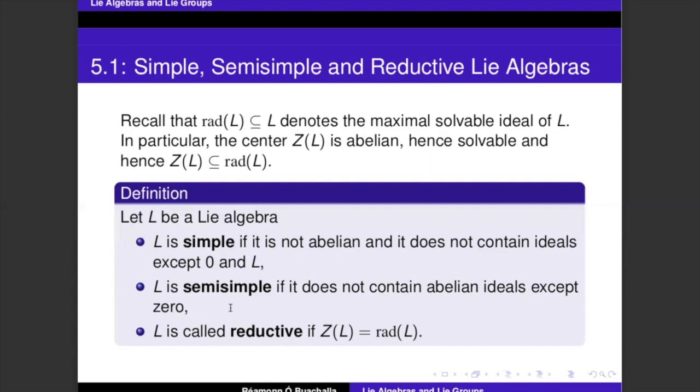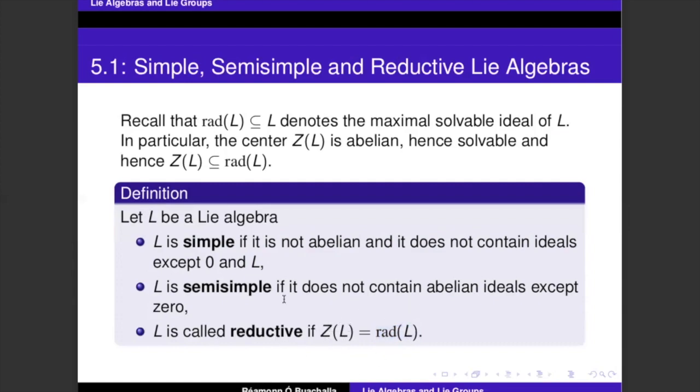Next, this third one, which doesn't seem to obviously follow from the other two, and we'll spend a lot of the lecture explaining why this is the case, is that Z is equal to the radical. Z is the center: all of those elements whose Lie bracket with any other element is 0. And the radical, you remember, is the maximal solvable ideal. We want these two things to be equal to each other.